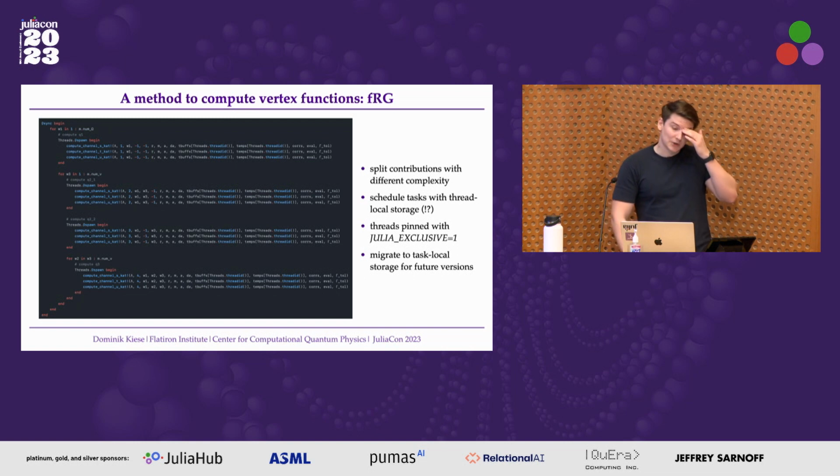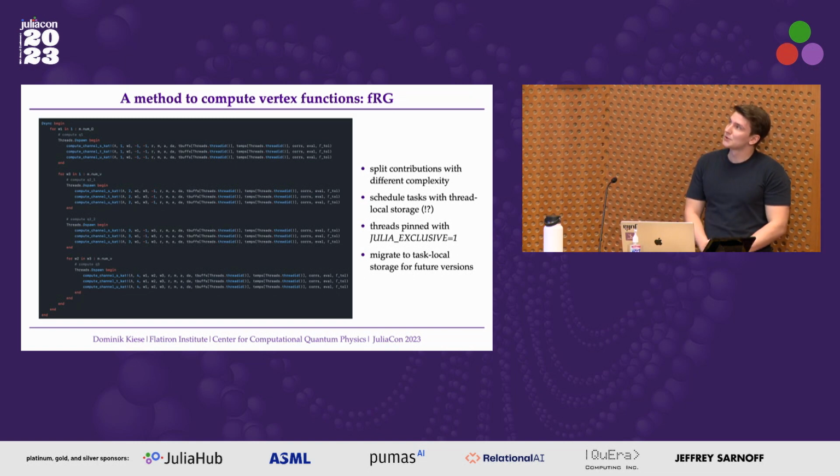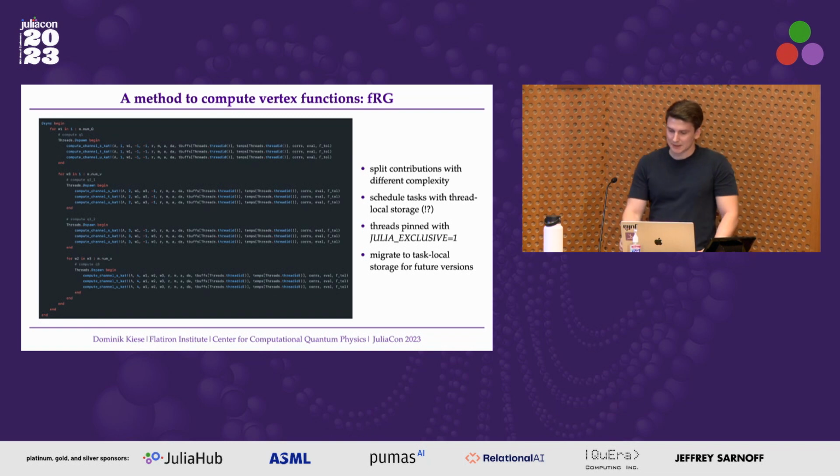So one thing that you can also see is that so far we were actually using thread local storage, which is now actually discouraged because it's unstable, because the threads might migrate between tasks. So actually, going to future versions, we will have to do some rewriting of that code to actually make it robust.